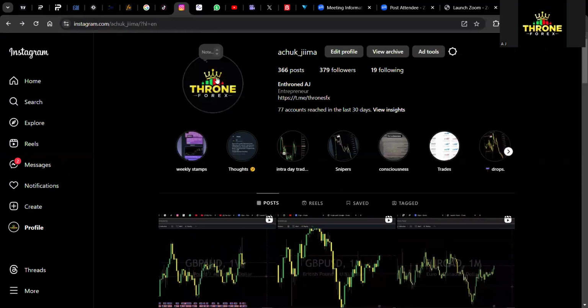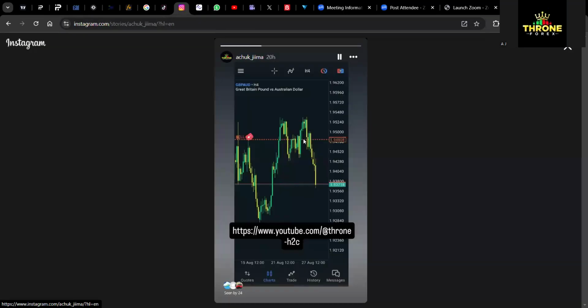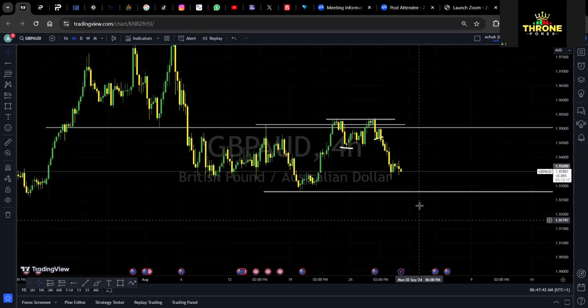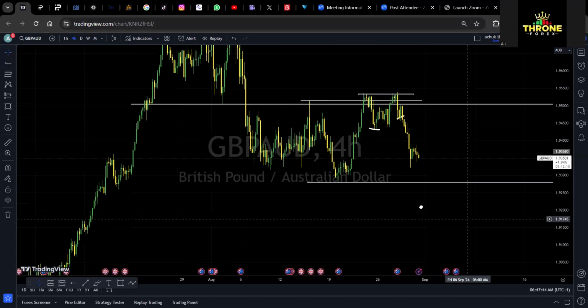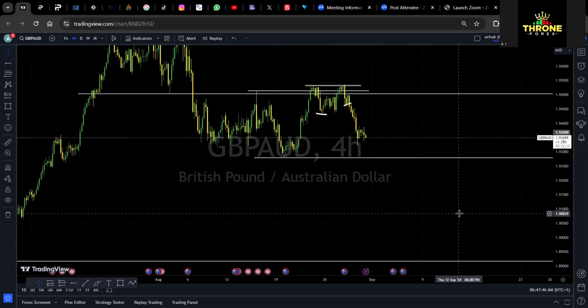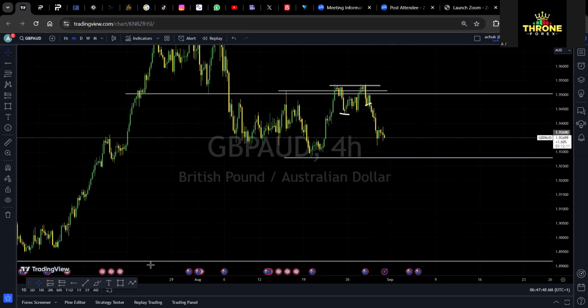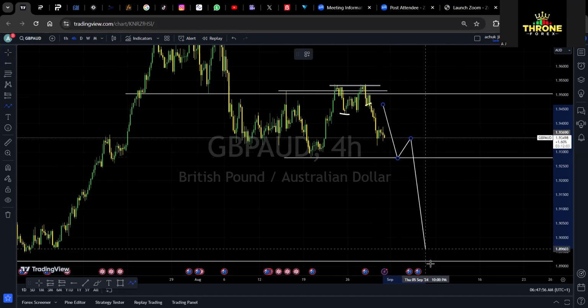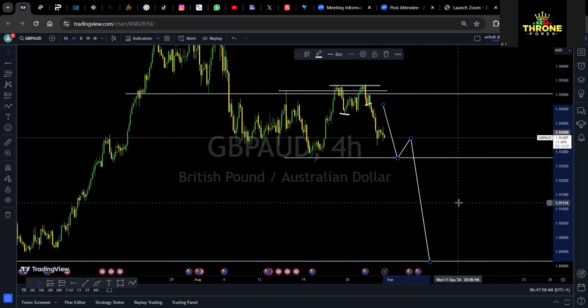Let me just show you where we got the entry. So this is the entry after the resistance. We entered, and then we are holding to this low as our first target. From there, we can begin to manage the trade and close partials. So you can see our entry was around here, and then we want to take partial profits here. Once that happens, we can move to break even and then let the market do its thing.